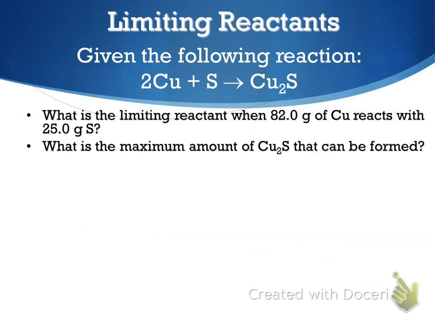So we just found our limiting reactant. What's the maximum amount of copper sulfide that could be formed? So we know the answer to that question. How many moles is it? 0.646. Right? We're not going to get the opportunity to get all the way to 0.78 because the copper will run out first. It's limiting the amount of product that can be formed. So the maximum amount that we could form has to be based off of what the limiting reactant could do.